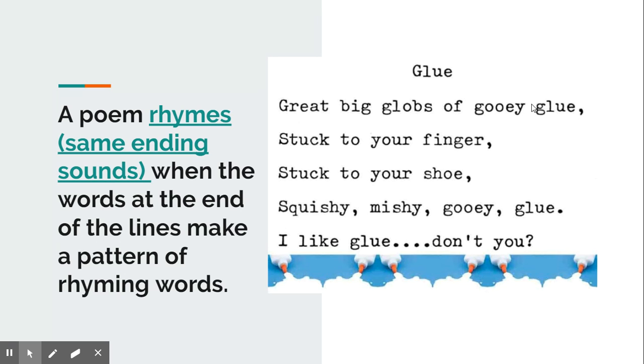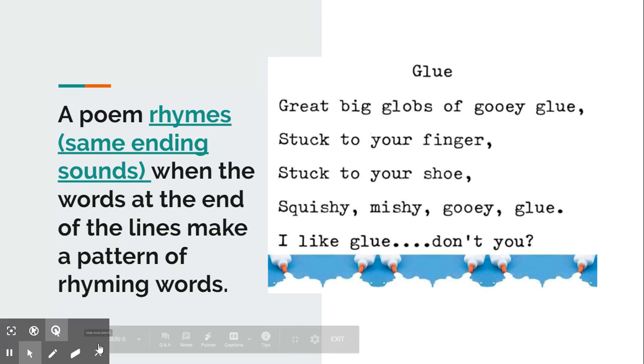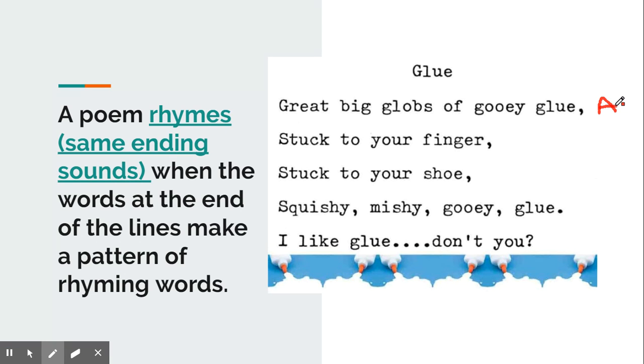So if you remember our pattern making, it would be kind of like this was an A for the first kind of word, glue. Finger does not rhyme with glue. That'd be a B. Stuck to your shoe rhymes with glue. A. Glue. A, B, A pattern.